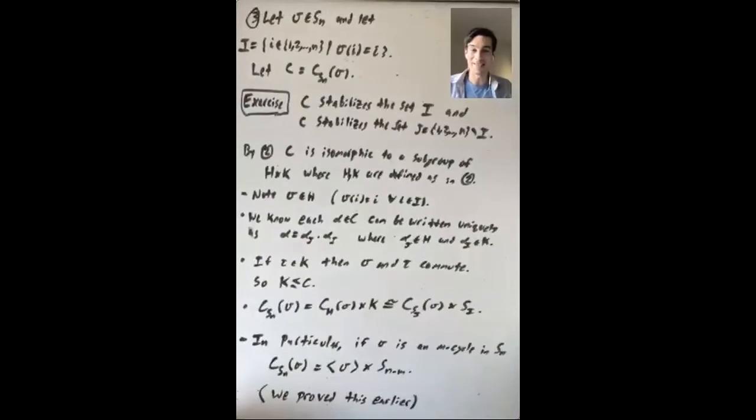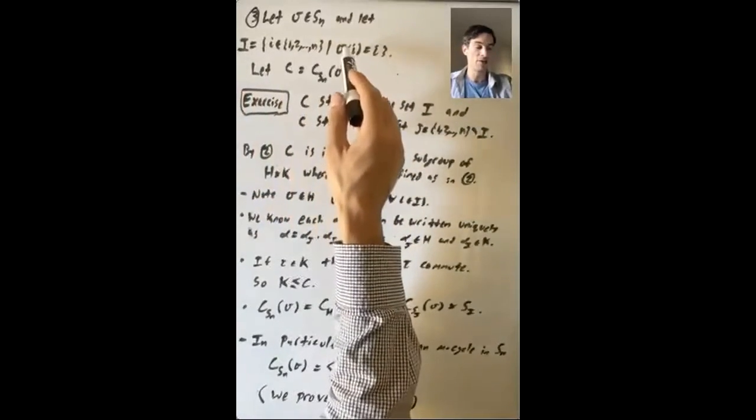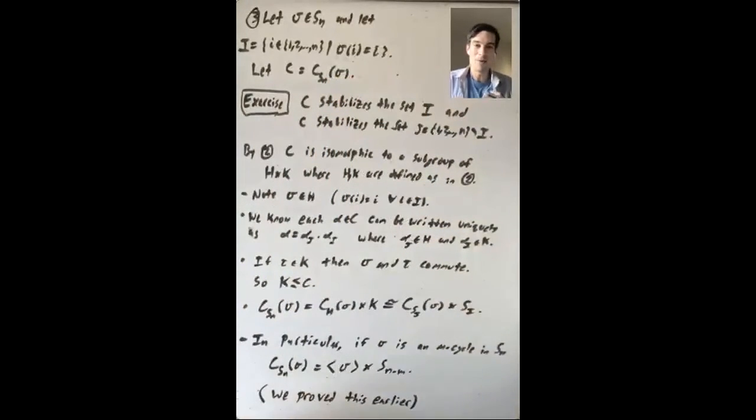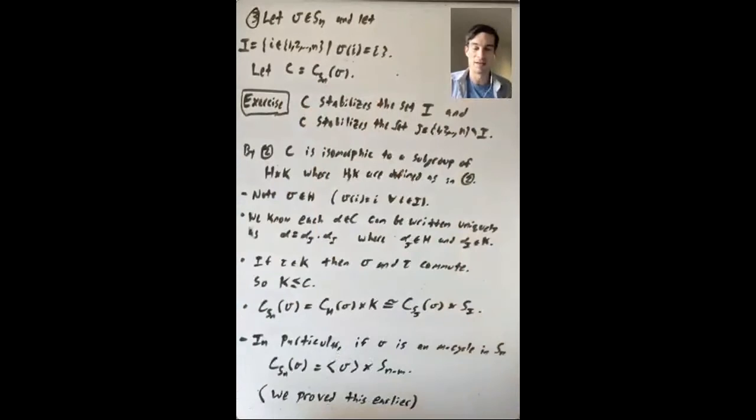Let's talk about the final example of this video. And this builds pretty directly on the previous example. So let's pick sigma to be any permutation in Sn. And now we're going to define a set I as a subset of 1 up to n that comes from sigma. Comes from sigma how? This set I is going to be the set of all little i from 1 up to n so that sigma fixes i. Sigma of little i is little i. And what we want to do in this example is study the centralizer in Sn of this permutation sigma. So we're going to name that. We'll call that C.